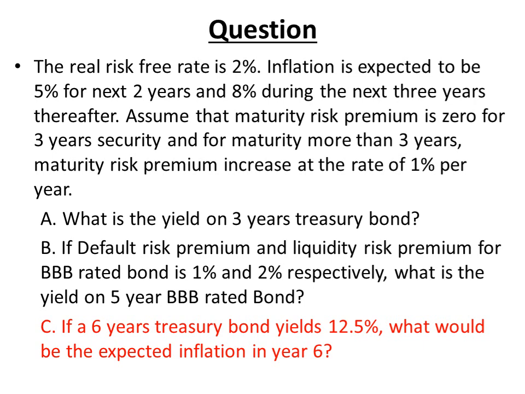C. If a 6 year treasury bond yields 12.5%, what would be the expected inflation in year 6? Now, the 6 year treasury bond, that is KG6 equals 12.5%. Directly the interest rate of the 6 year treasury security is given, KG6 equals 12.5%. What would be the expected inflation in year 6? That is inflation for year 6, I6 equals what?